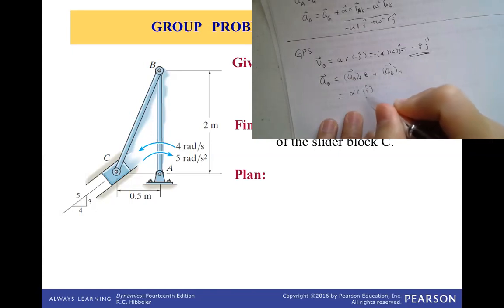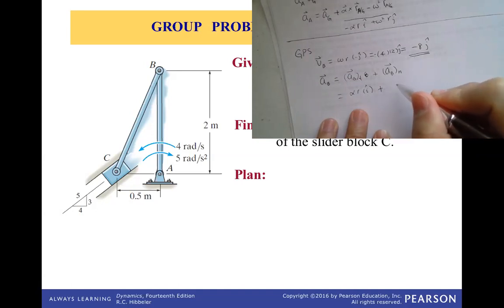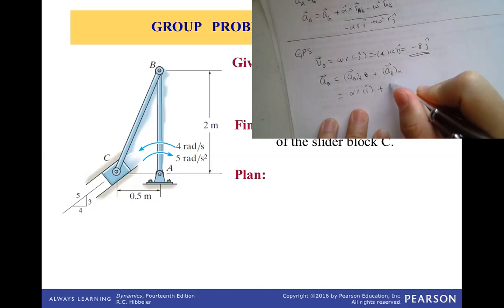It's in the positive direction. You can determine it by looking at the direction of the original alpha. And then plus the normal component. Because this is rotating, the normal direction is going to be towards the center of rotation, towards A, from B to A, so that's the negative i direction. It's V squared over R, or omega squared times R.